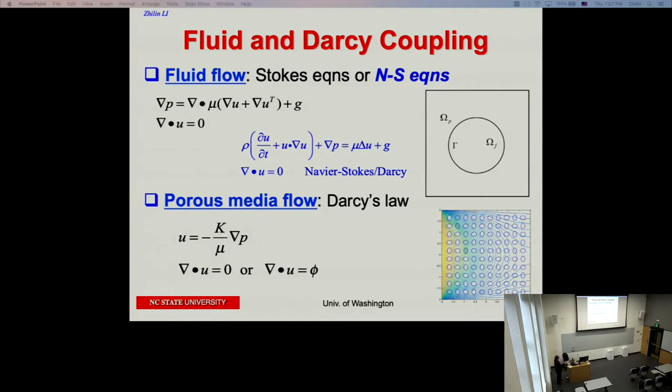And in the porous media, in this example, we have many, many particles, and the porous media simply follows Darcy's law. So we want to solve this coupling problem.